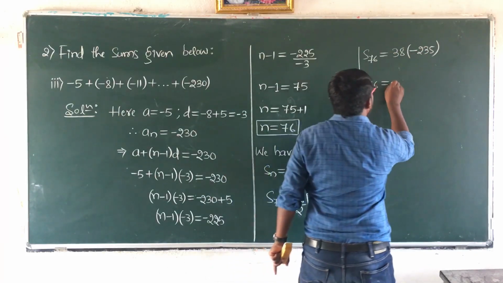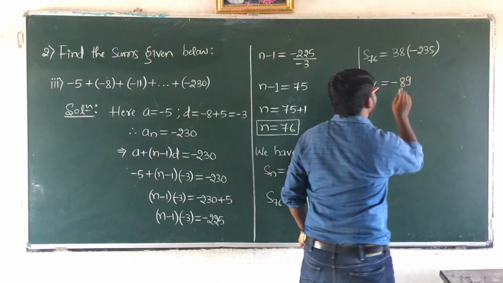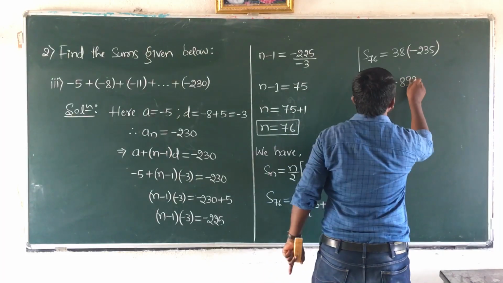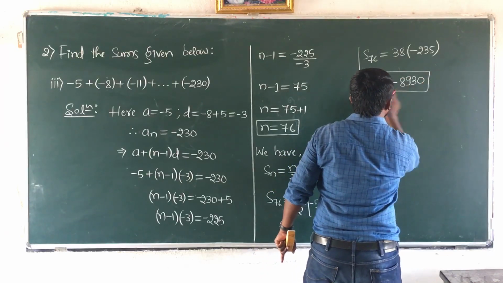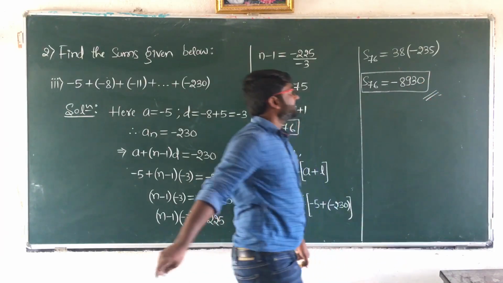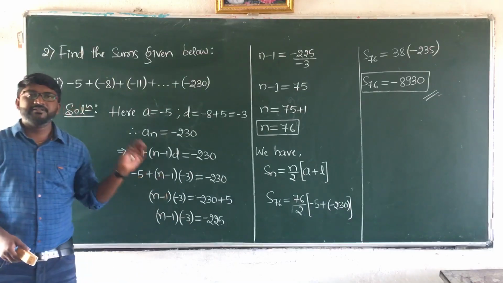How much do we get now? Minus 8930. So this is the required sum. So this is all about the third sub question of the second main question.